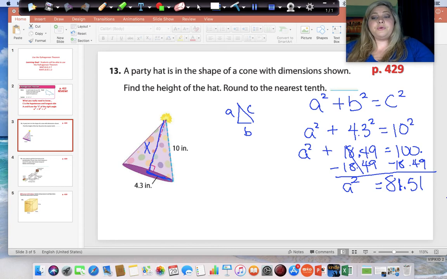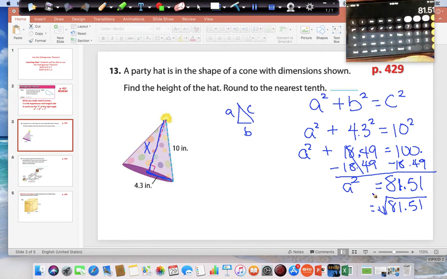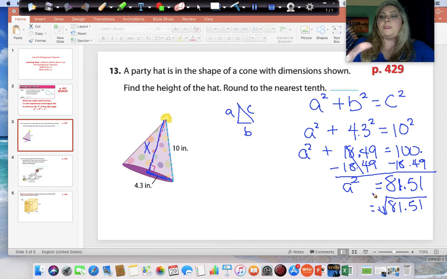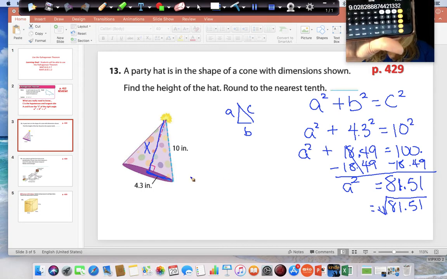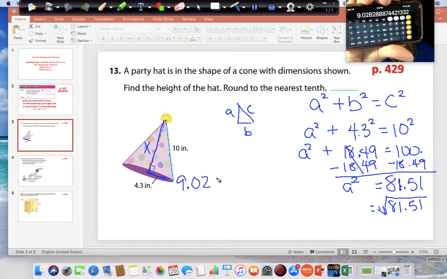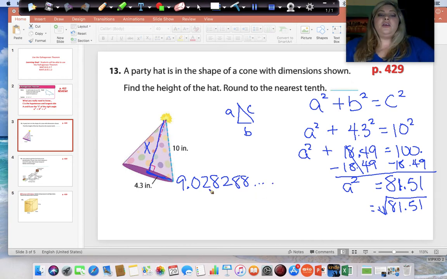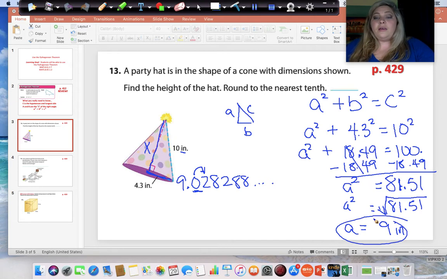Okay, so now I need to take the square root of 81 and 51 hundredths. If you have one of these phones, remember that you're just going to press the square root button. Okay, and it should give you a really nice long number like this. It does say to round to the nearest tenth. So if we have a big long number like this, you are looking at the tenths place, and to do that, you're having to look at the number behind it. That 2 is not enough to bump that 0 up, so it's going to stay the same. So the height, A, is equal to 9, and you can put 9.0, but 9.0 is the same thing as 9. And we are dealing with inches here, so it's going to be 9 inches. Okay, that's all I do for that problem.